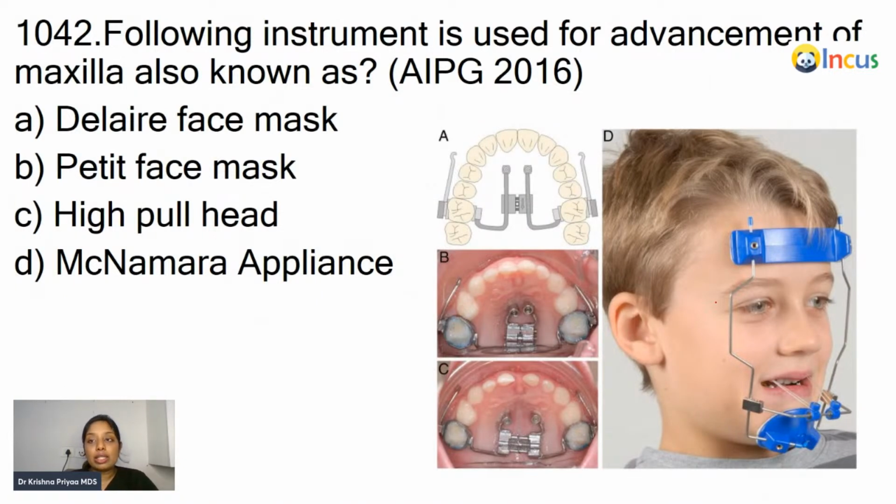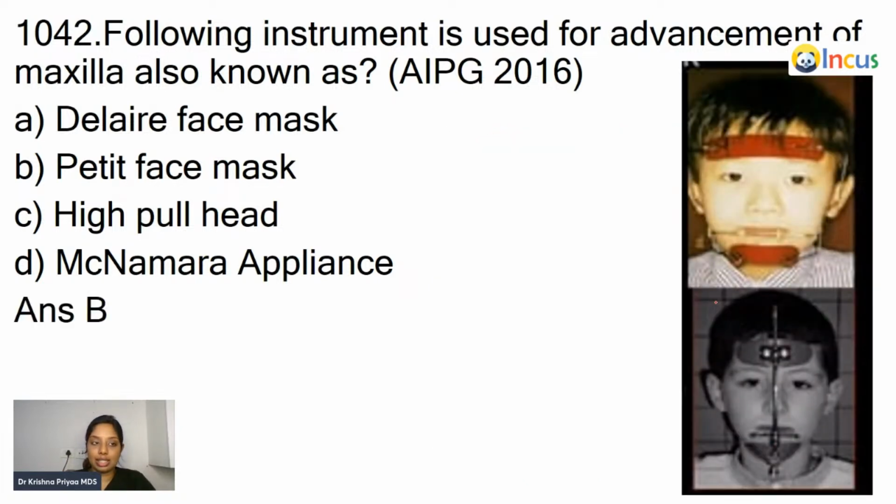The following instrument used for the advancement of the maxilla is known as what? This is not a McNamara appliance, obviously. This is not a high pull headgear because it is given in the forward direction. It can either be the Delaire face mask or the Petit face mask. So the answer is Petit face mask. The Petit face mask is the one which is downward, and the Delaire face mask is the one which is above. Delaire is basically taking support, and it will be in a horizontal direction.